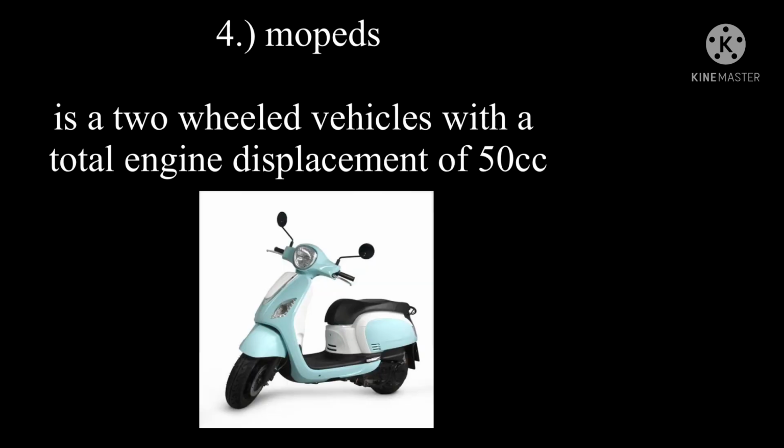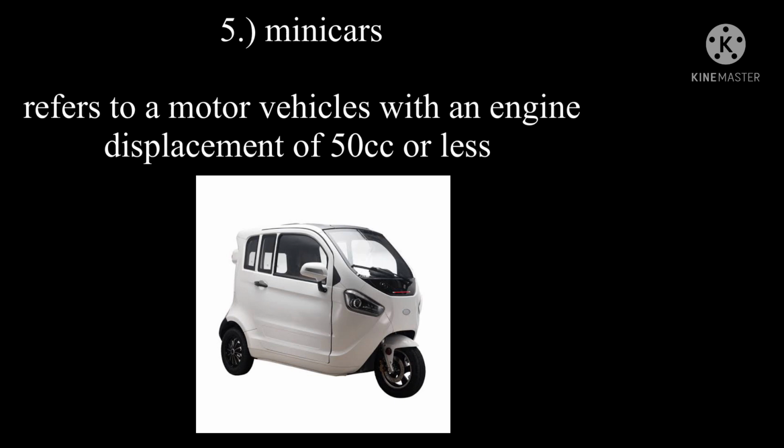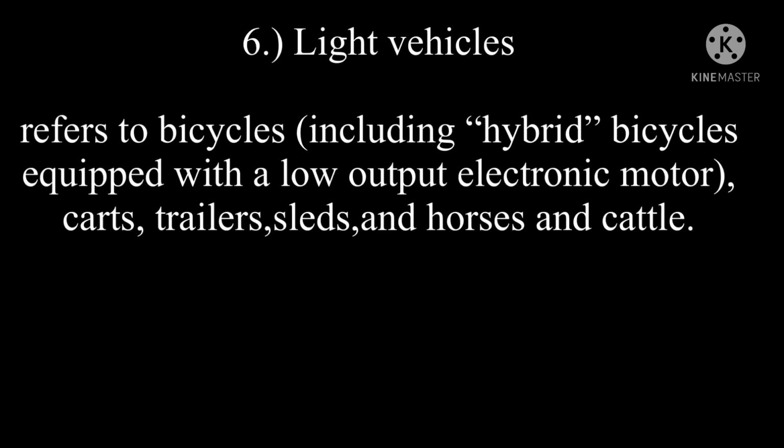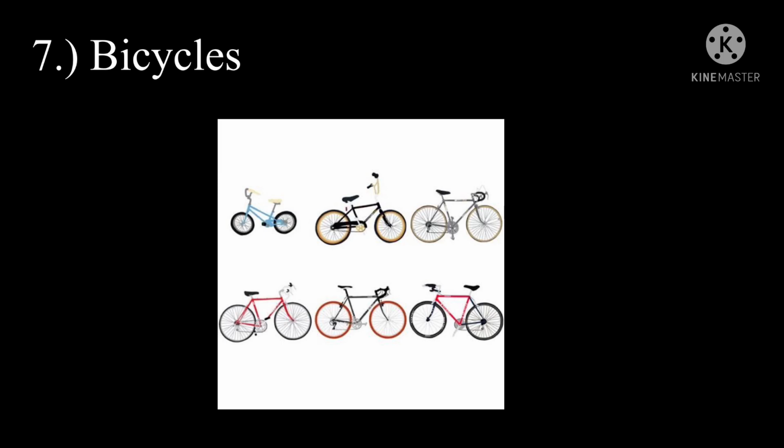Mopeds is a two-wheeled vehicle with a total engine displacement of 50 cc. Minicars refers to motor vehicles with an engine displacement of 50 cc or less. Light vehicles refers to bicycles, including hybrid bicycles equipped with a low-output electric motor, carts, trailers, sleds, and horses and cattle. Bicycle. Streetcars.